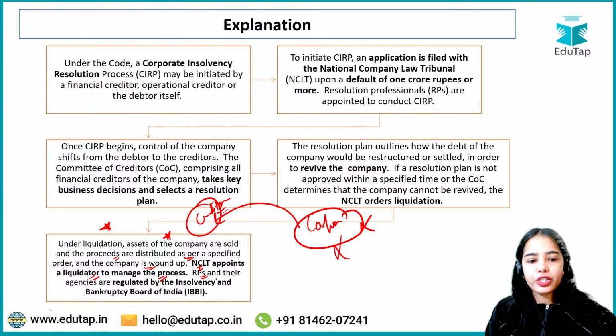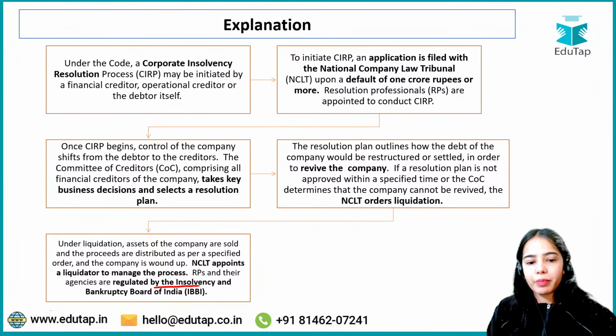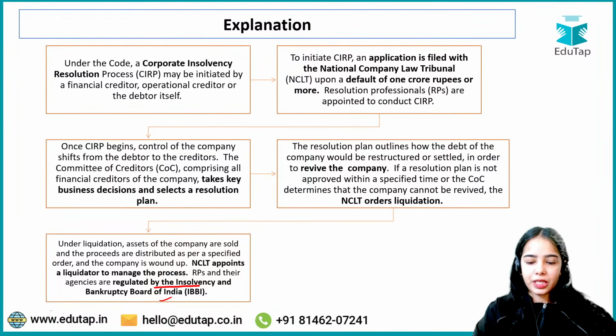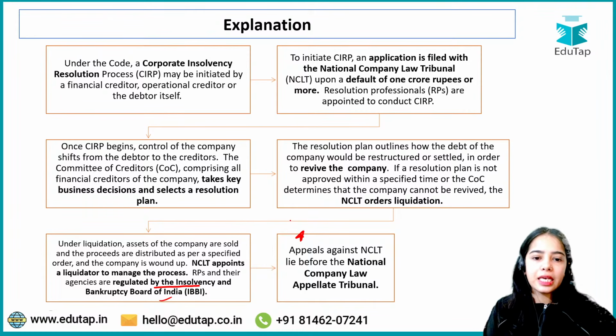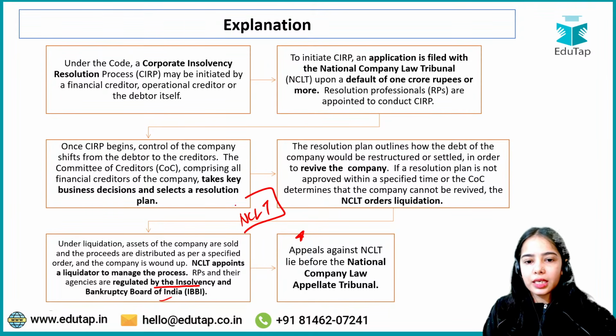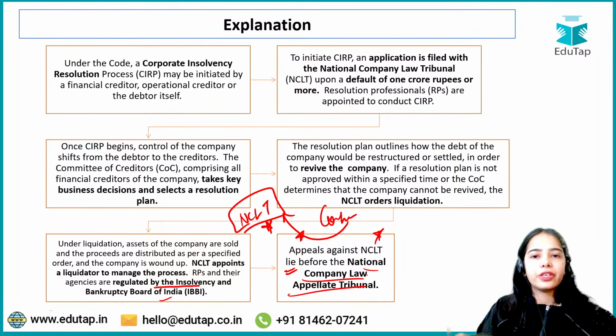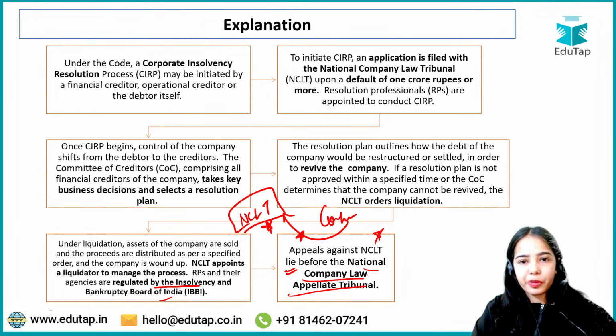The resolution professionals and their agencies are regulated by the Insolvency and Bankruptcy Board of India. That is the regulator of this Insolvency and Bankruptcy Code. Now, appeals: if the corporate is not satisfied with the decision of the NCLT, appeals against the NCLT lie before the National Company Law Appellate Tribunal. So there is also an appellate tribunal that is present.